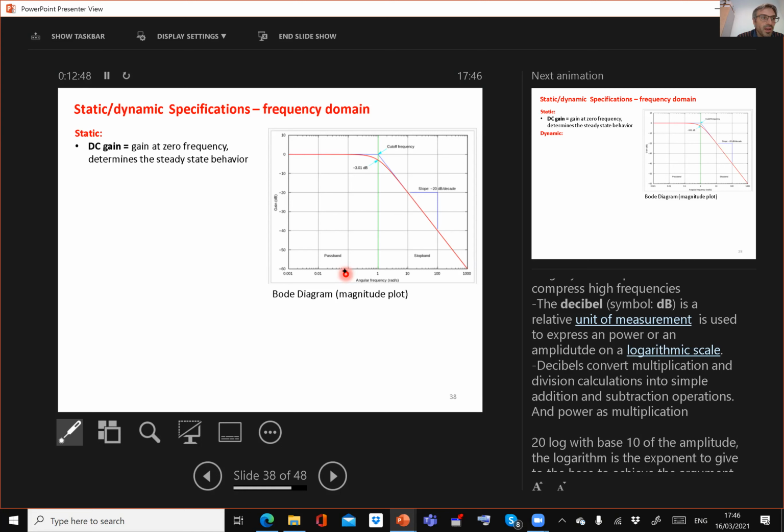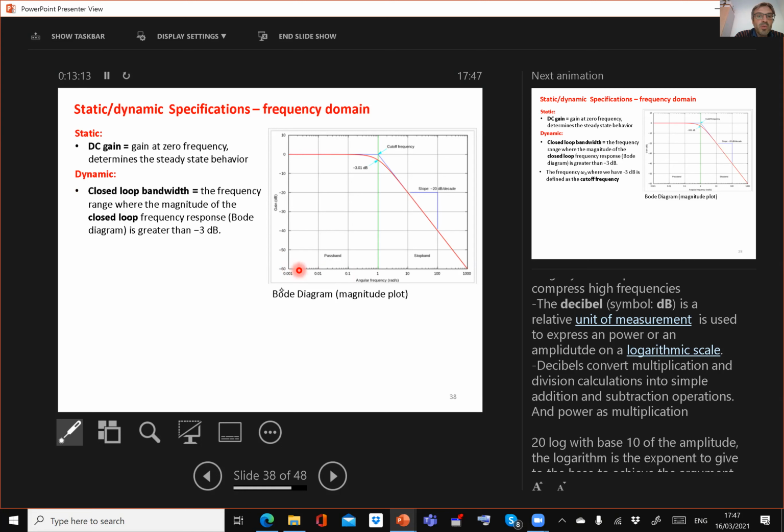And if we look at the static specification in the frequency domain that is interesting for us, we have to look at the DC gain, which is the gain the system has at zero frequency, and is the relationship between the input and the equilibrium, and determines the steady state behavior. While at the dynamic level, we have the closed loop bandwidth, that is the frequency range where the amplitude of our frequency response, now I write closed loop, but it could be even an open loop system, is bigger than minus 3 dB. So this is the bandwidth of this system.